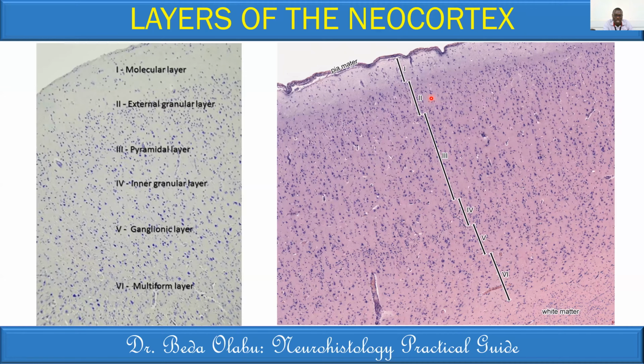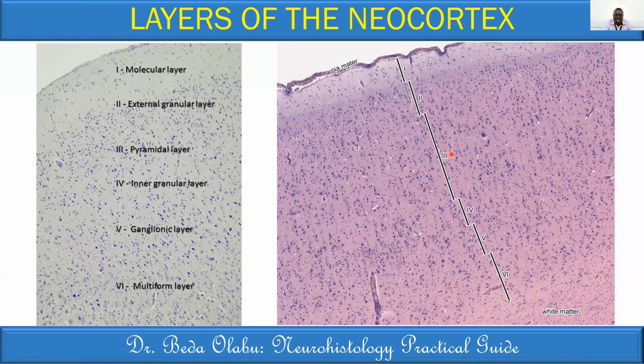It's the point of termination of commissural and association fibers. A commissural fiber is the one that comes from another cortical region. Association fibers also come from another cortical region. Wherever they come from, they terminate in layer 2 at their destination. Layer 3, the outer pyramidal layer, is the one that gives rise to the commissural and association fibers.